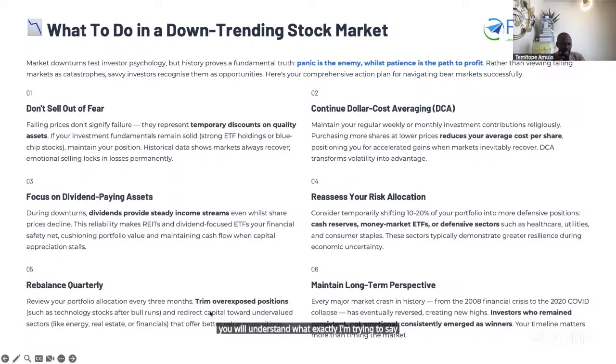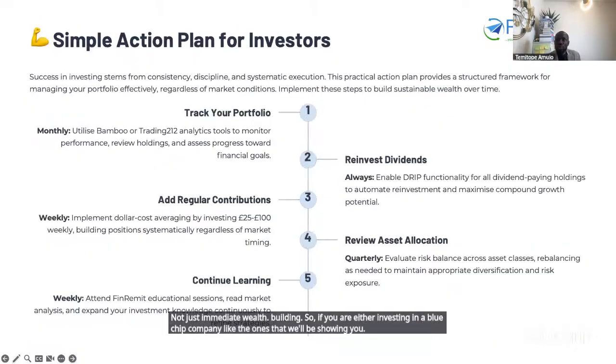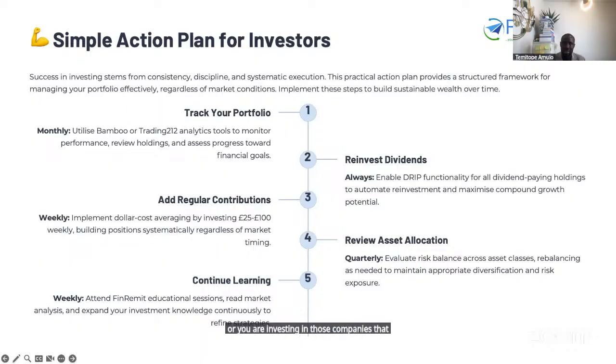So what we are trying to say here is, don't invest because you want to get your immediate return now. Invest in shares and equity because you want to have long-term wealth that you are building for yourself, not just immediate wealth building. So if you are investing in a blue chip company like the ones that we'll be showing you, or in those companies that we will be incubating very soon, please do not invest with a mindset of short-term earnings.